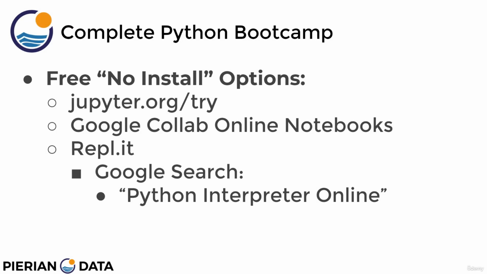All right, so let's quickly check out some no installation options. The ones we're going to cover just briefly here are the official try option from jupyter.org/try. That will actually allow you to run a Jupyter Notebook with nothing to install directly in your browser. Then we'll also check out Google Colab online notebooks. You do need a Google account, like a Gmail address, in order to access those, but it's a pretty cool feature provided by Google. And then we'll also check out Repl.it or repl.it.